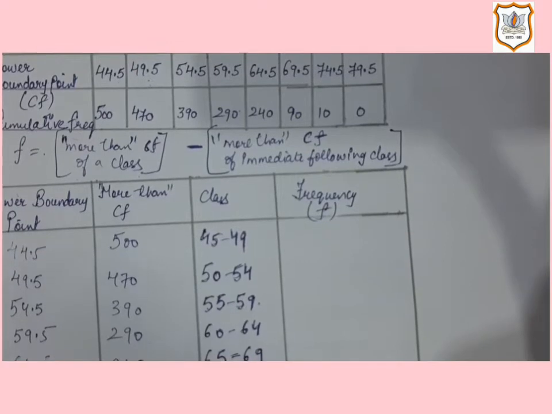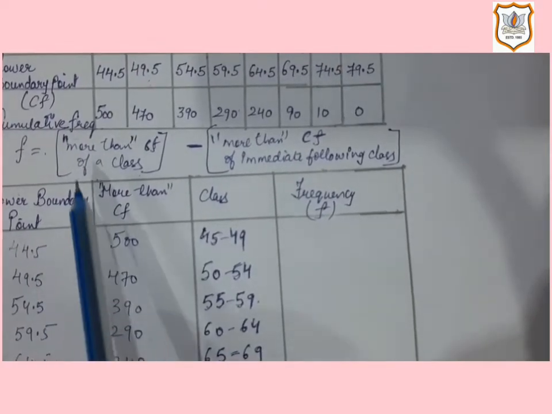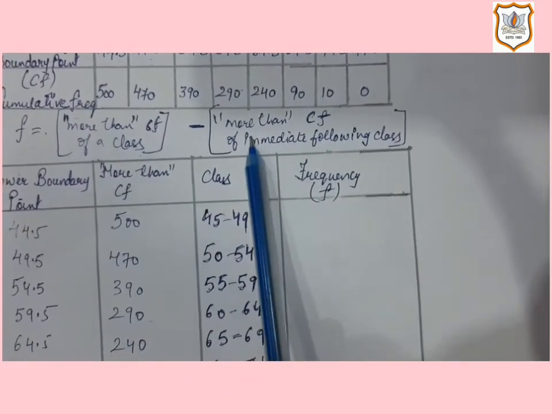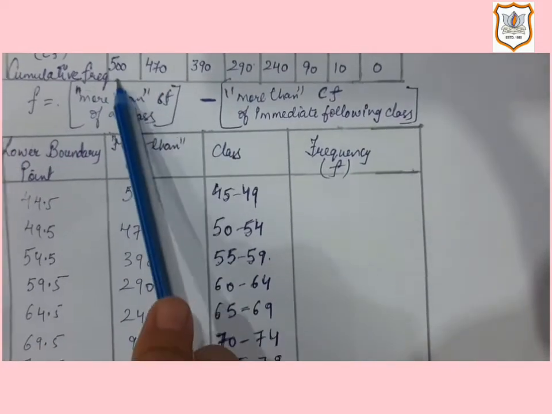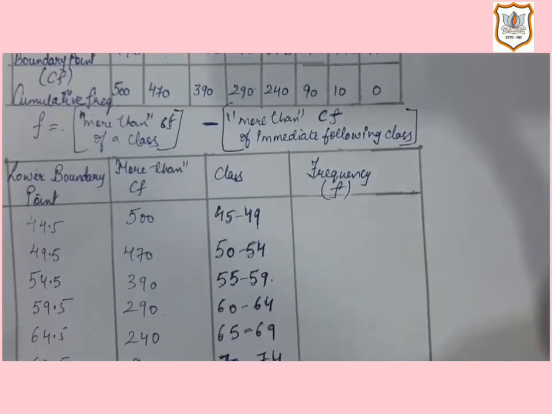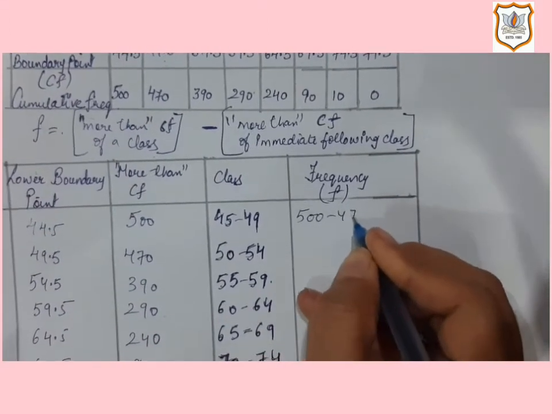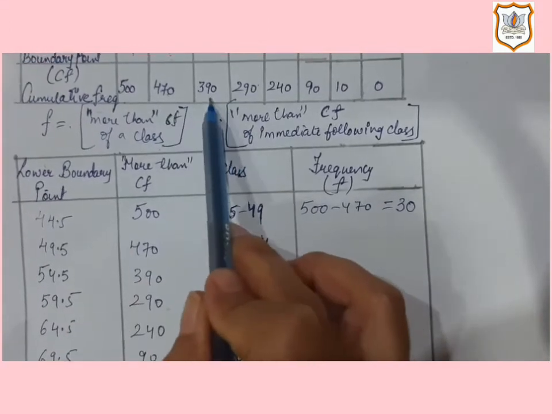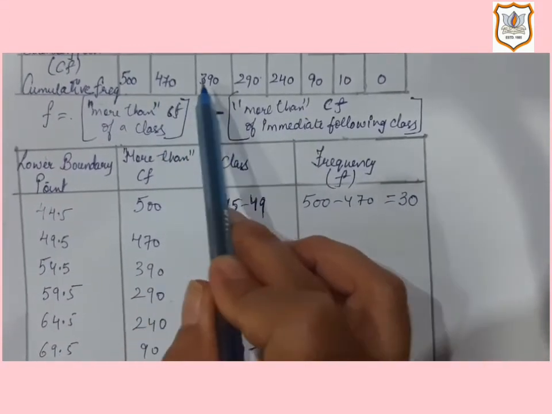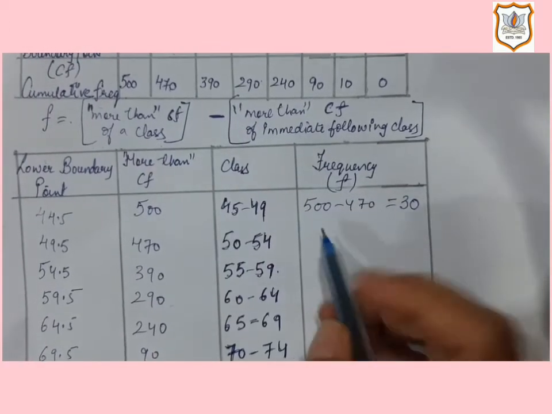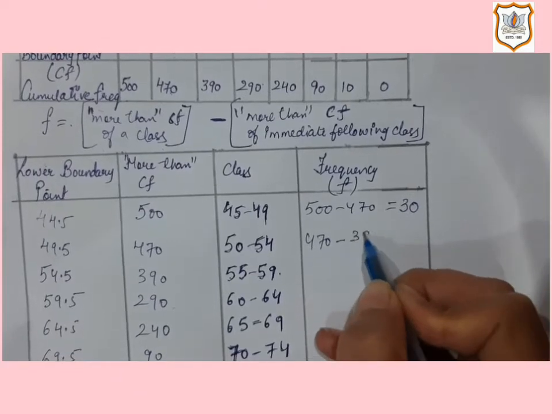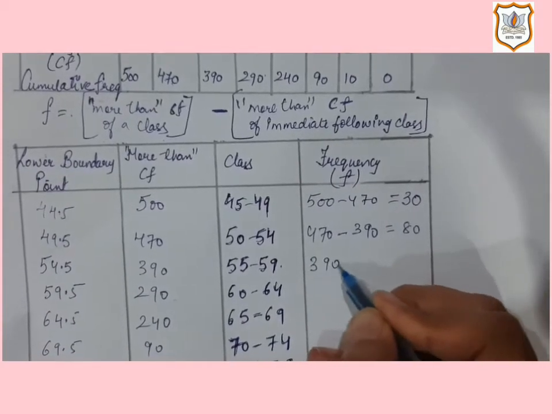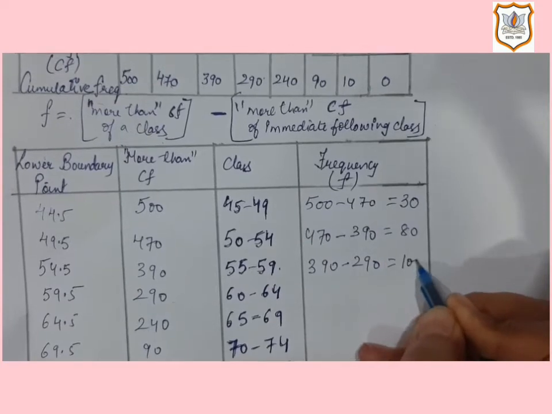Now we have to find the frequency, and the formula to find the frequency is more than cumulative frequency of a class minus more than cumulative frequency of the immediate following class. That means 500 minus 470, that is 30. Then 470 minus 390, that is 80. Then 390 minus 290, the answer is 100.